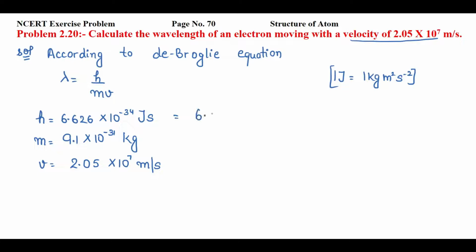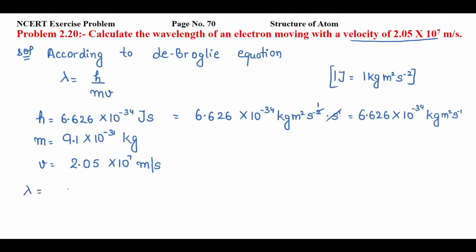So it will be 6.626 into 10 raised to power minus 34 joule, that will be kg meter square second inverse square, and we'll mention second with this. Now this second means second power 1. I'll cancel 1 power with this. So the Planck's constant will be 6.626 into 10 raised to power minus 34 kg meter square second inverse. Now you can simply put the values.